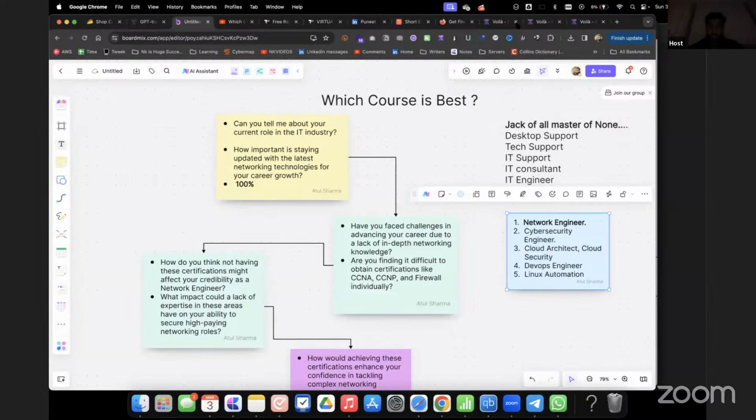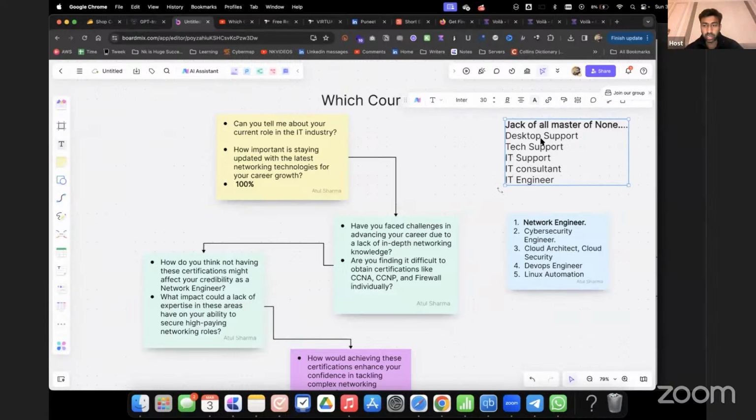Okay, I'm back, guys. So already two questions we have discussed. Can you tell me about job role? So a lot of people are saying they are desktop support engineers, tech support, IT consultant, IT engineers. So basically, most of the people are like jack of all, master of none. Okay, so this is not the domain you are looking for.